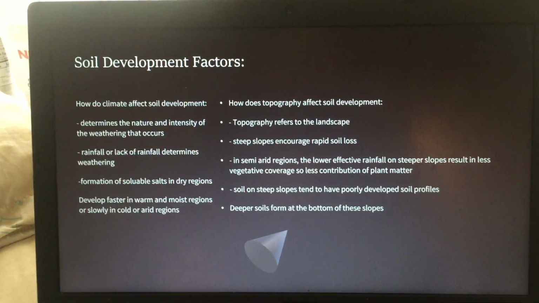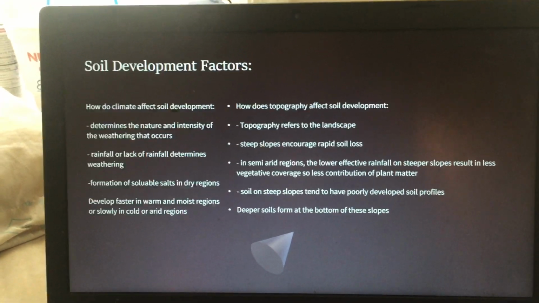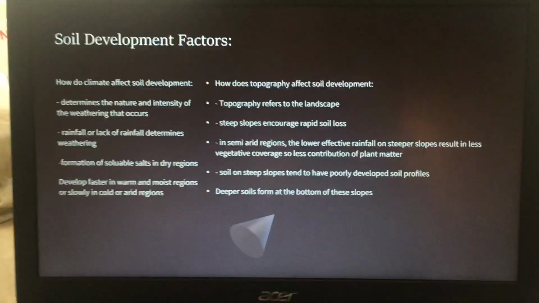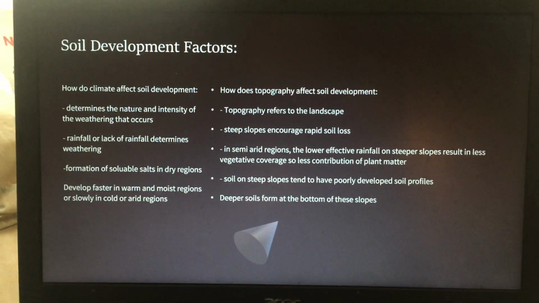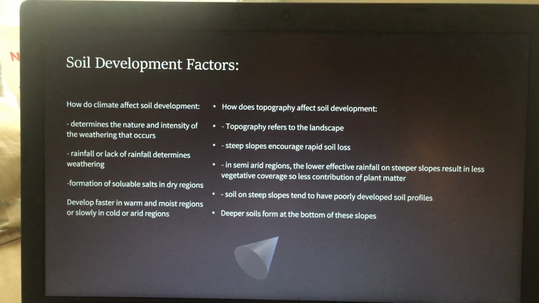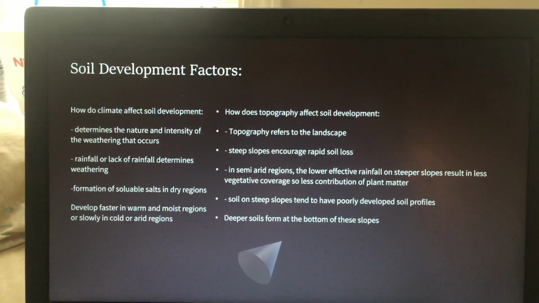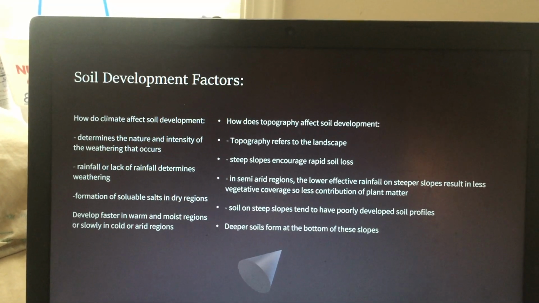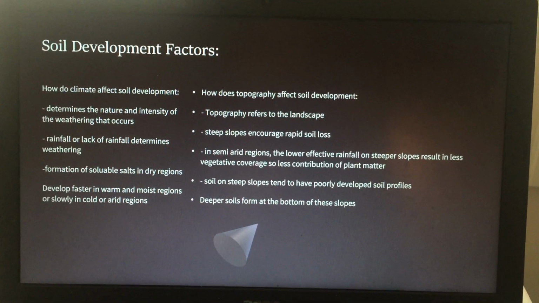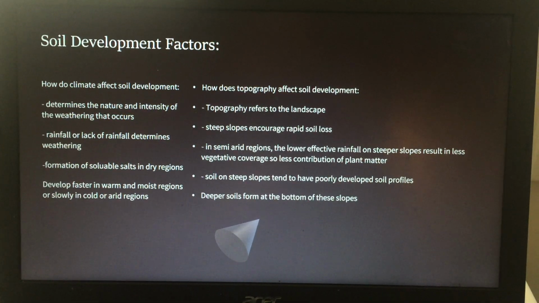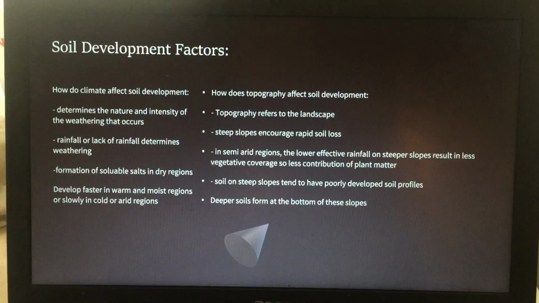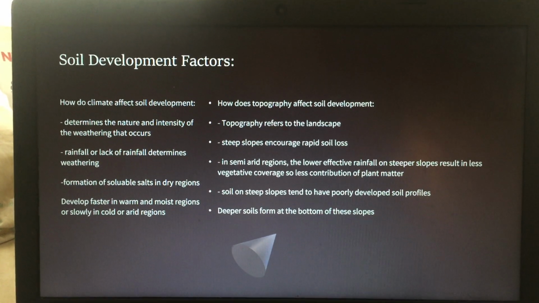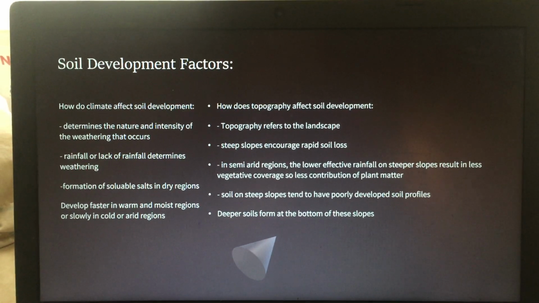Rainfall or a lack of rainfall determines how fast these particles are going to be broken down, and it's a formation of soluble salts in dry regions, which is not good for our plants because a high salt content can become very toxic. And it develops faster in warm and moist regions because the higher the temperature and the wetter the region, we're going to have a faster degradation of the soil particles.